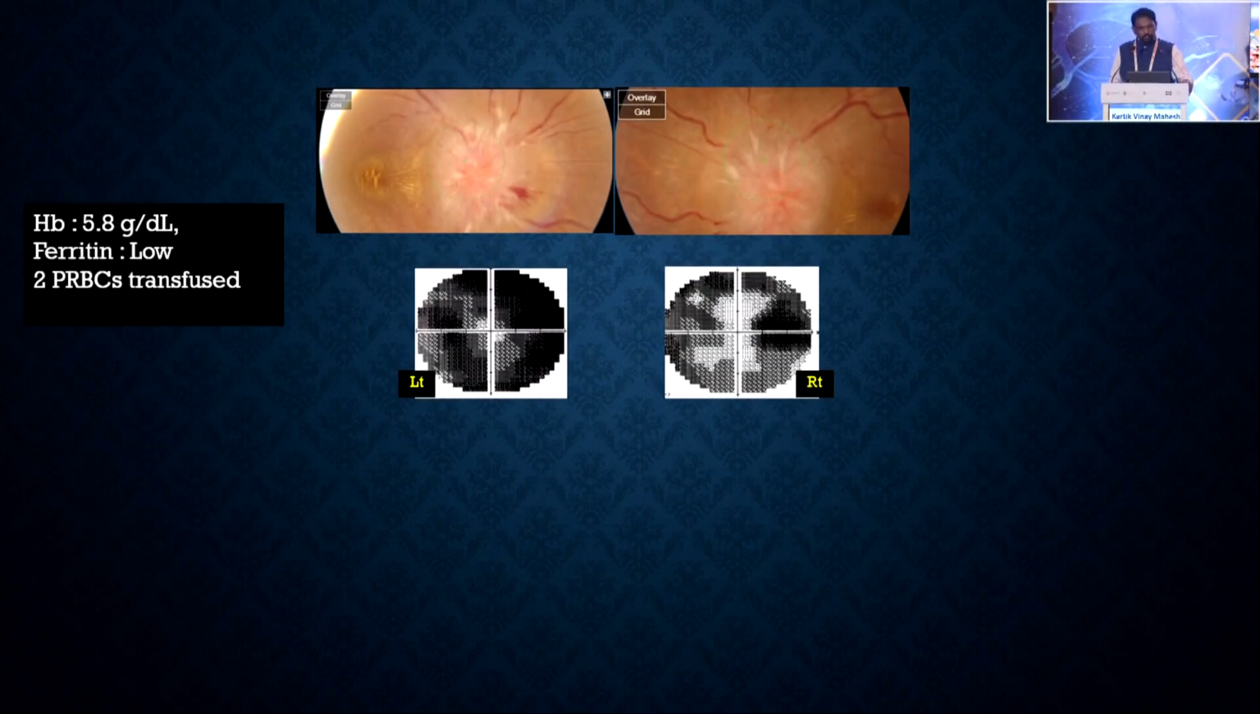So this is not the end of the story. We investigated this patient further. She had an Hb of 5. Her ferritin was low, undetectable. I gave her 2 pints of RBCs just to get her ready for the ONSF.